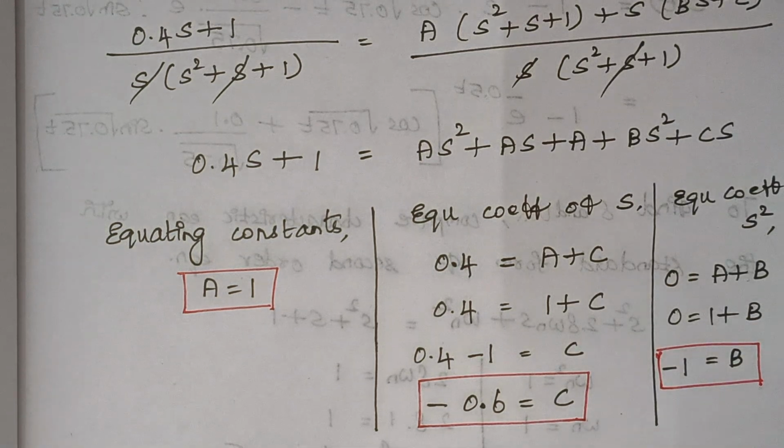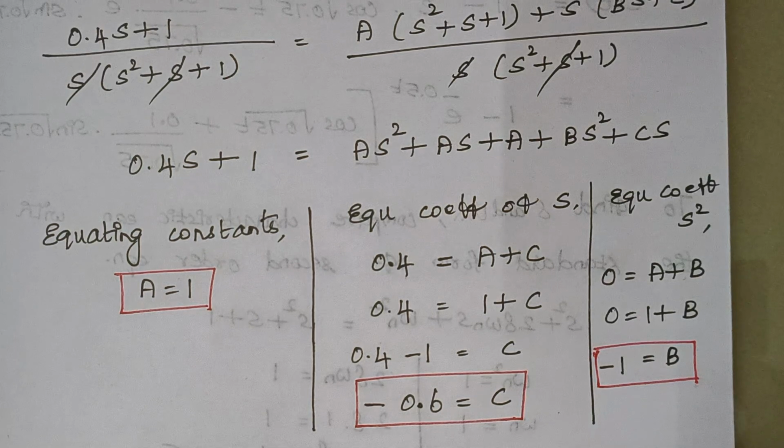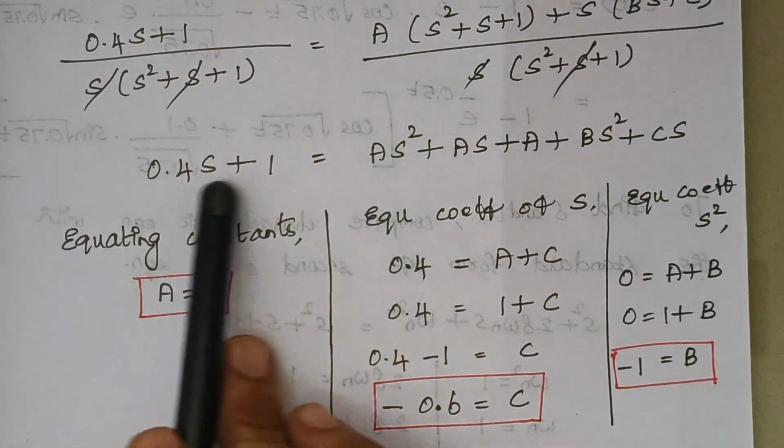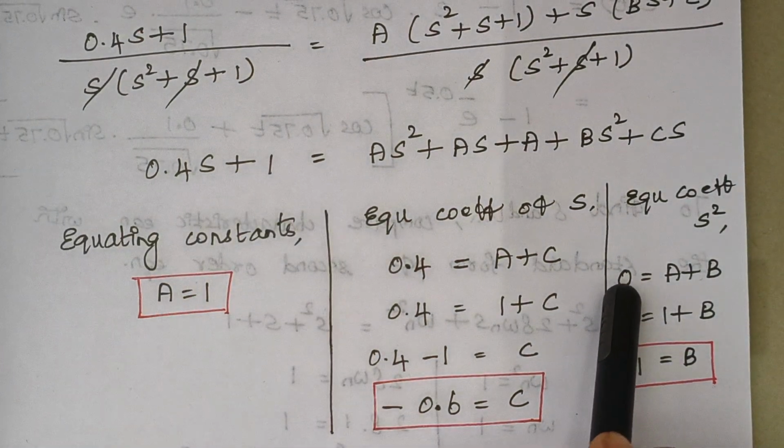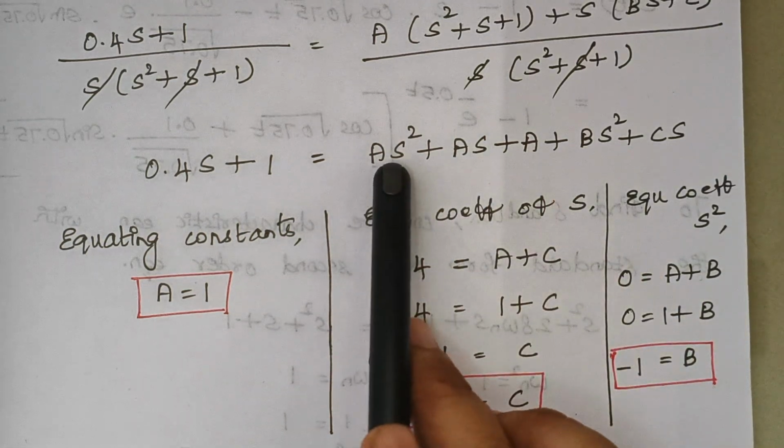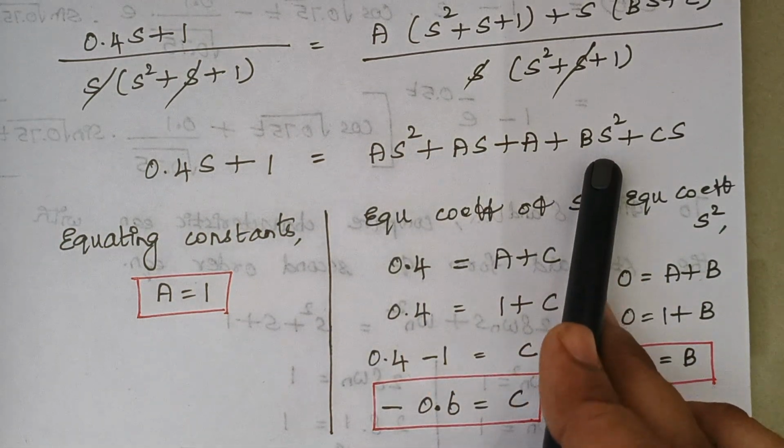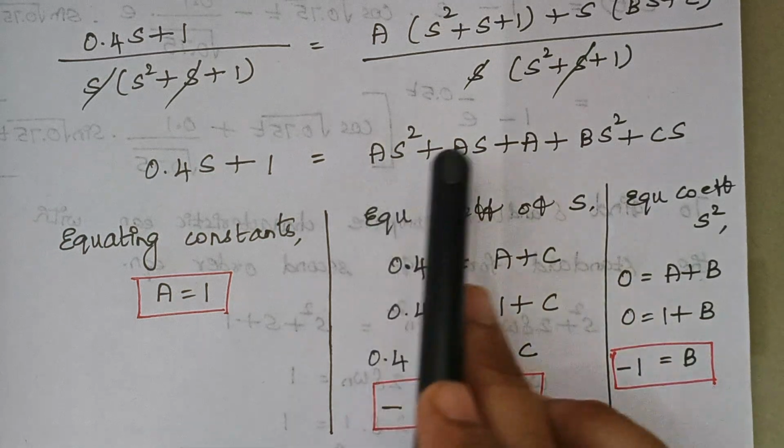Right. And the next thing is equating the coefficient of s square. Here there are no s square terms on the left, so it is 0. And on the right hand side we are having A plus B, that is, the coefficients are A plus B.